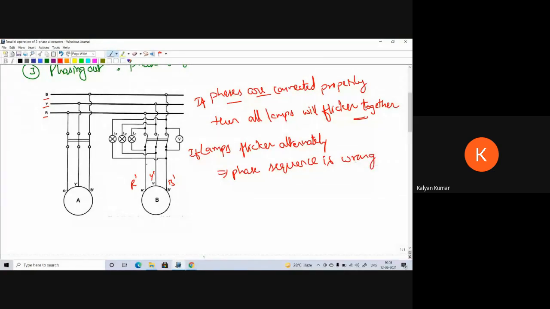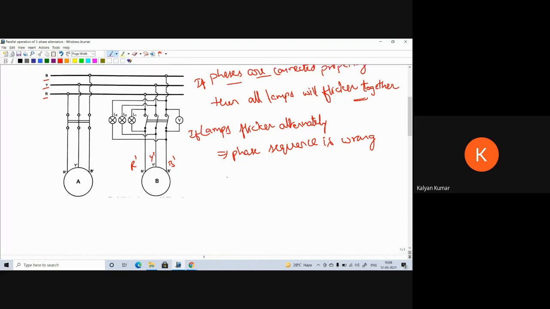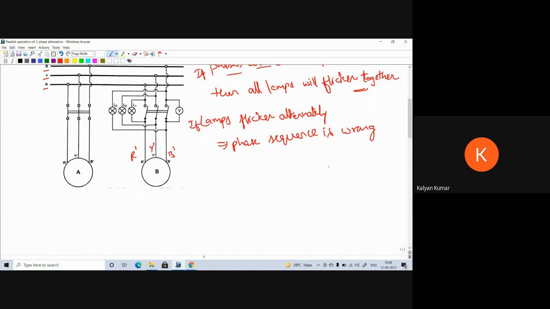So if all the three lamps become bright at the same time and dark at the same time, then it indicates that the phase sequence is correct. If the lamps are flickering alternately, one lamp becoming bright and another becoming dark, then it indicates that the phase sequence is wrong.